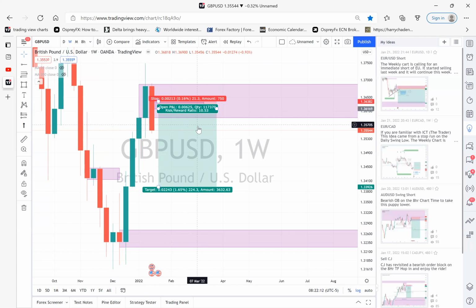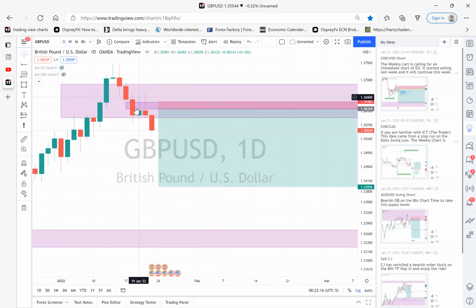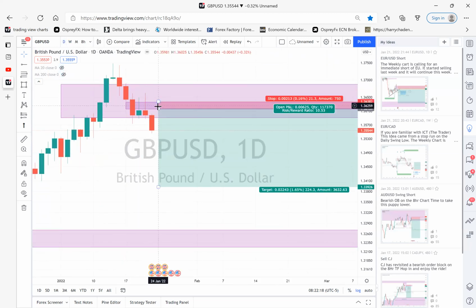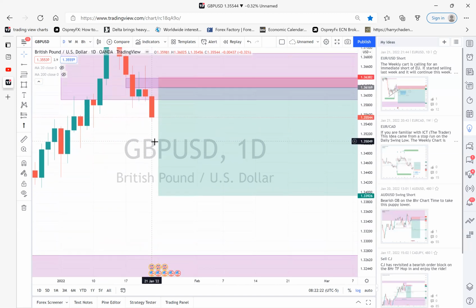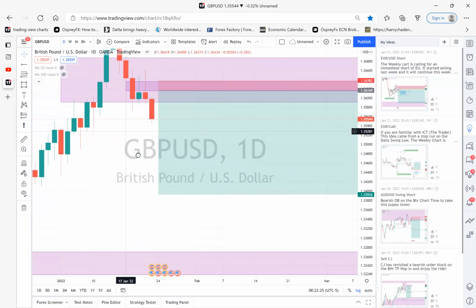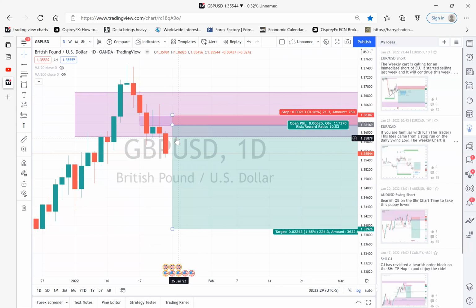So let's drop down to the daily chart. We have our trade setup framed, okay? We have it framed. So this is what we want to see when the market opens tomorrow afternoon or tomorrow night. We want to see this trade push back up into our area.